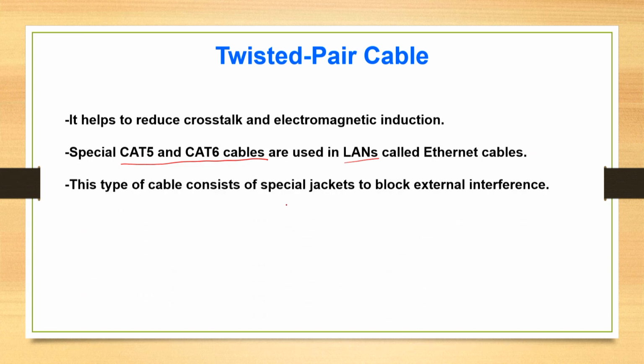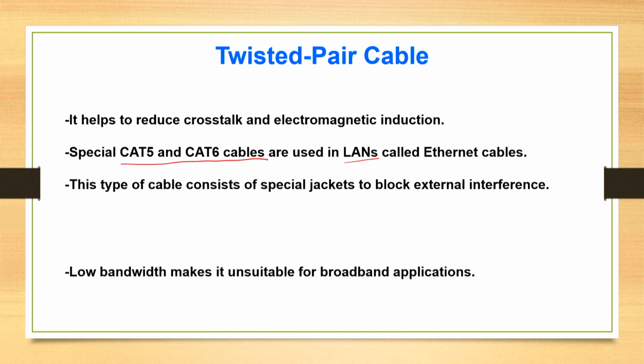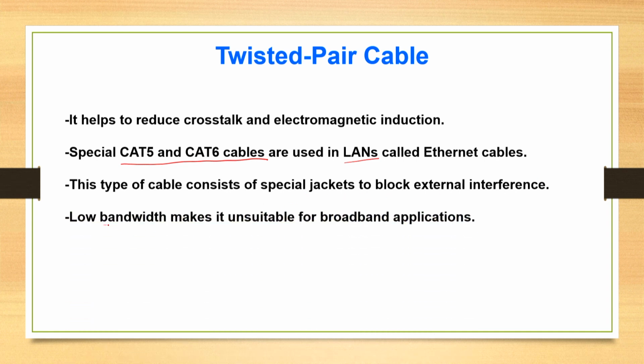This type of cable consists of special jackets to block the external interference. Bandwidth is low and it is unsuitable for broadband application. Bandwidth means what? The data rate.